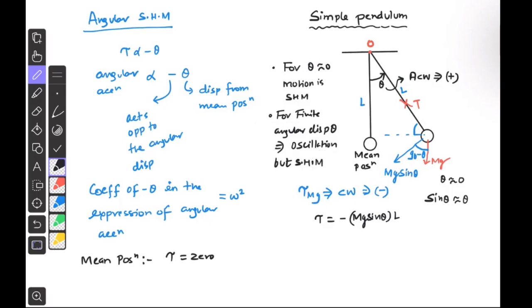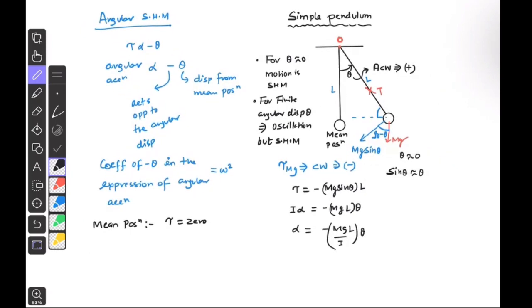So what is the torque? I can write it as moment of inertia into angular acceleration, I alpha. And theta is very small, so sin theta will be the same as theta, so it will become mgL into theta. So what really will alpha come? Minus of mgL by I into theta. And so what really will be the omega square? That will be mgL by I.